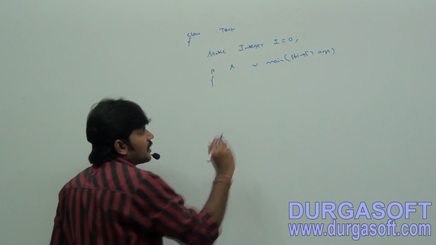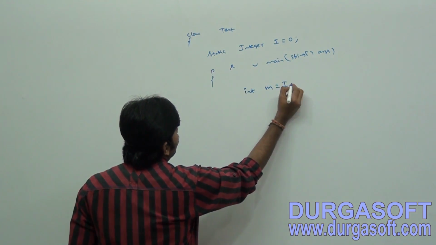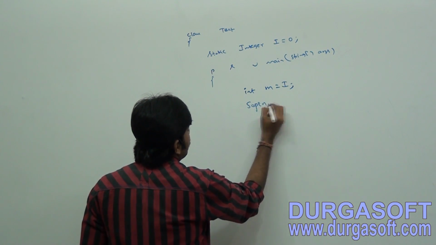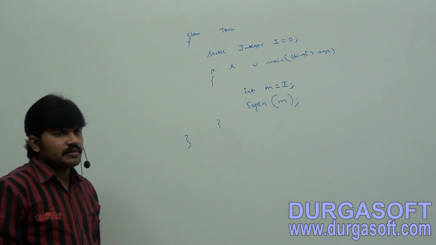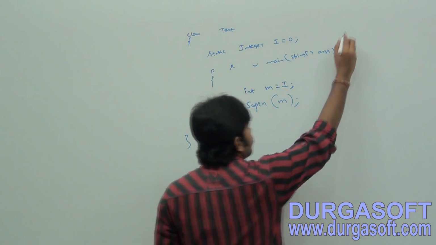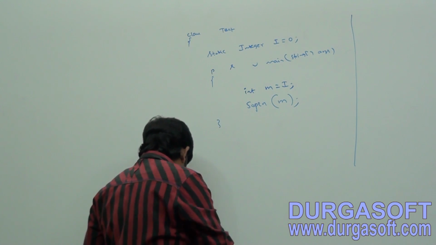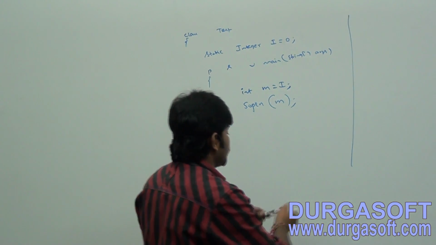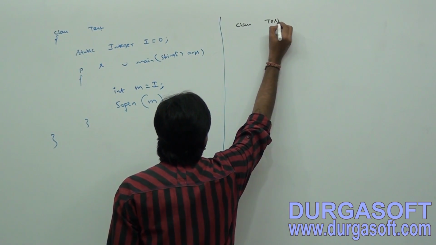Here my target is int m is equal to I, System.out.println of m. This is my first example. Second example is a bit very important, very interesting. See, same thing, only I am rewriting.